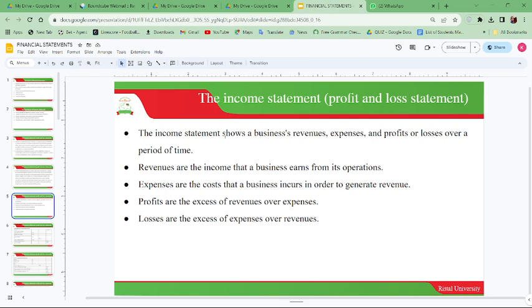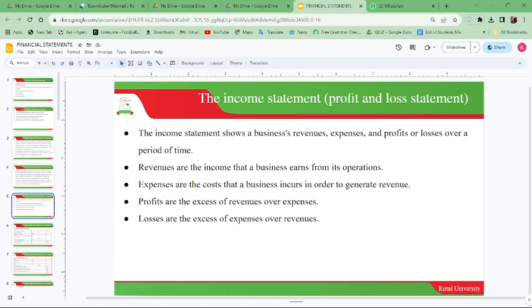So the income statement shows a business's revenue, expenses, and profit or loss over a period of time. Revenues are the income that a business earns from its operations. Basically, revenue is the money that you get from what your business is doing or running. That money is called revenue.